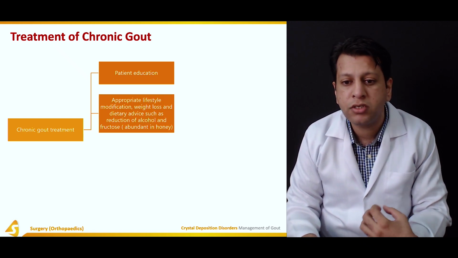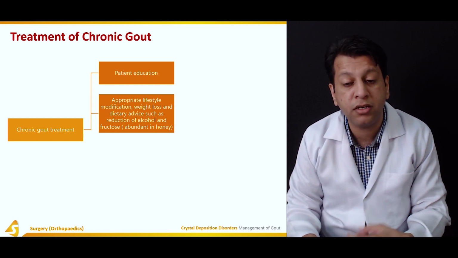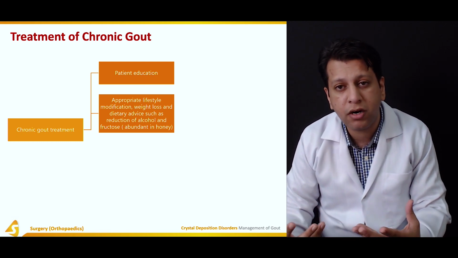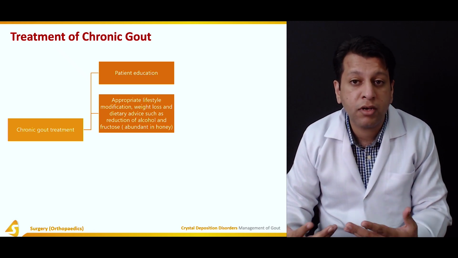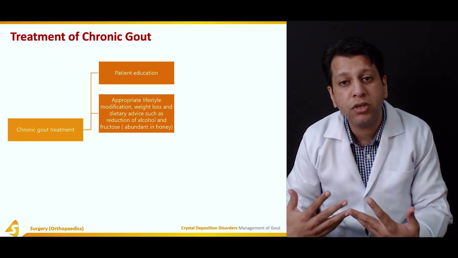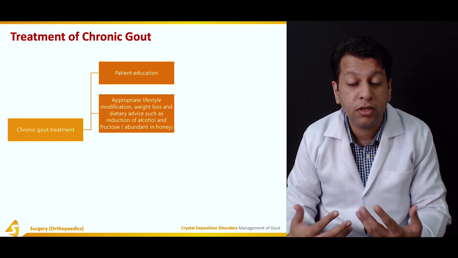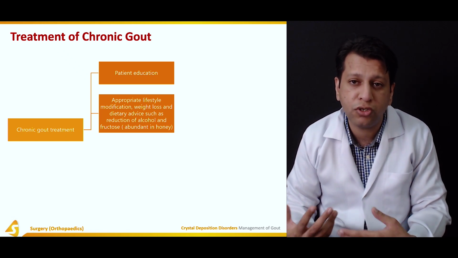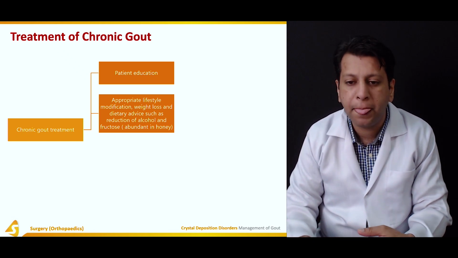Appropriate lifestyle modification, weight loss, and dietary advice such as reduction of alcohol and fructose. Now, there are problems at times. In certain parts of the world, for example in the Middle East, people tend to use a lot of honey. Honey contains fructose, and this also increases the amount of uric acid production in our body. So the patient has to be counseled properly that you need to change your diet so that there's a decreased amount of uric acid production in the body.